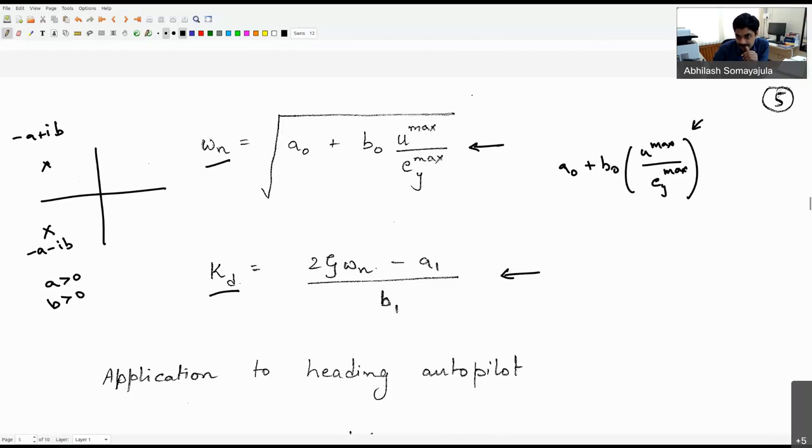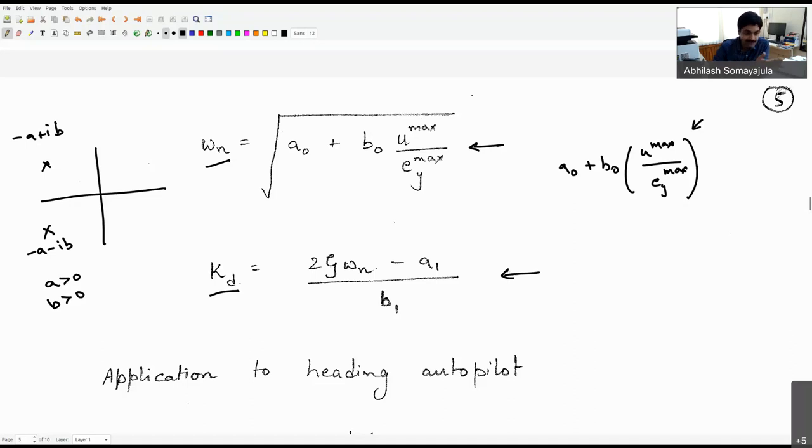See, at the end of the day, I want my pole to be at minus A plus iB and minus A minus iB. That is where I want my poles to be. Correct? So I want to make sure that this second order system, which I took, the spring mass damper system, to which I equated and then found the expressions for KP and KD, they should now be expressed in terms of A and B.